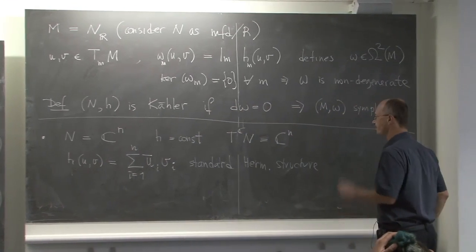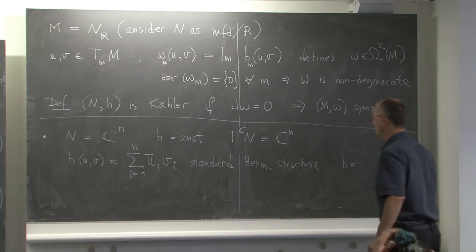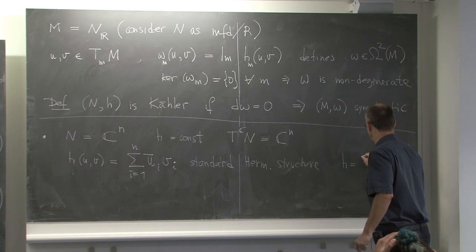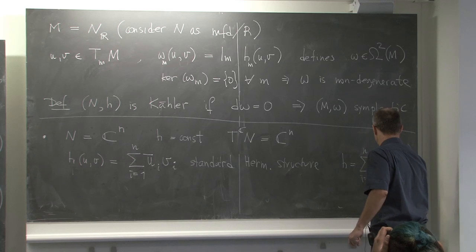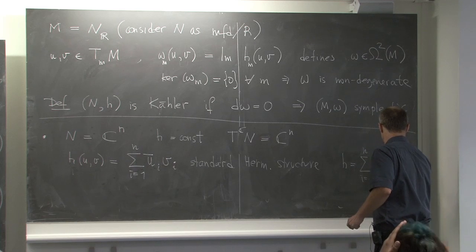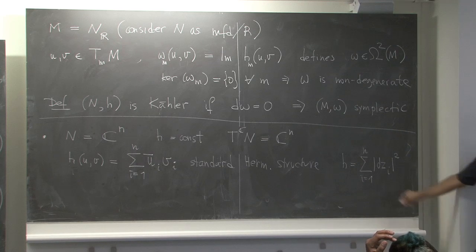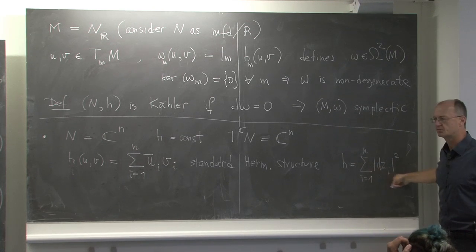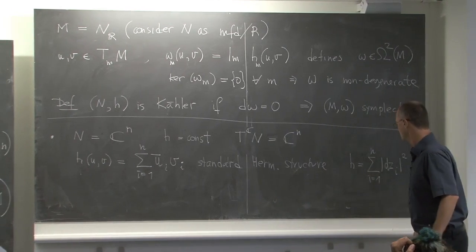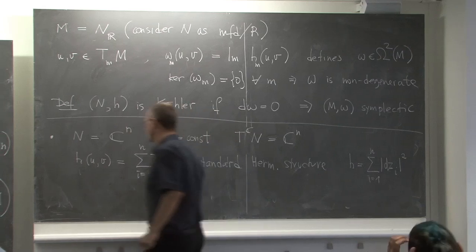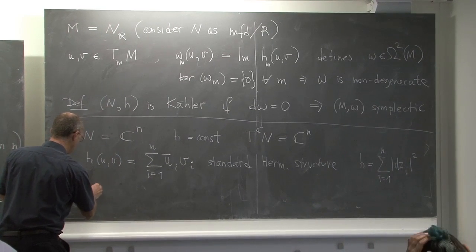Maybe one more remark. So just in writing, I would abbreviate this writing in the following way. I would say that h is the sum of |dz_i|^2, the absolute value squares. So that's one way to encode it. Maybe a small exercise.